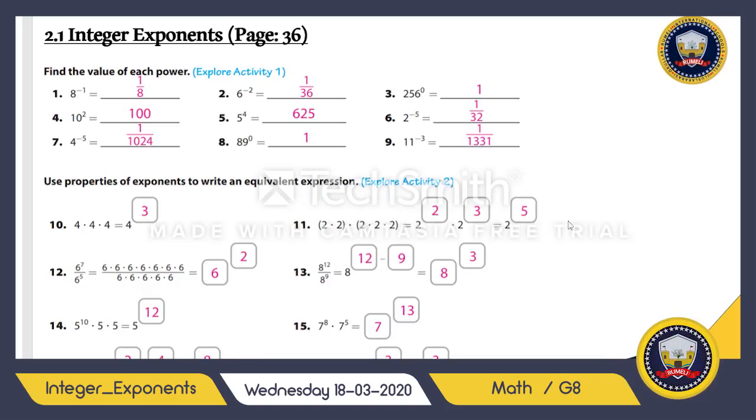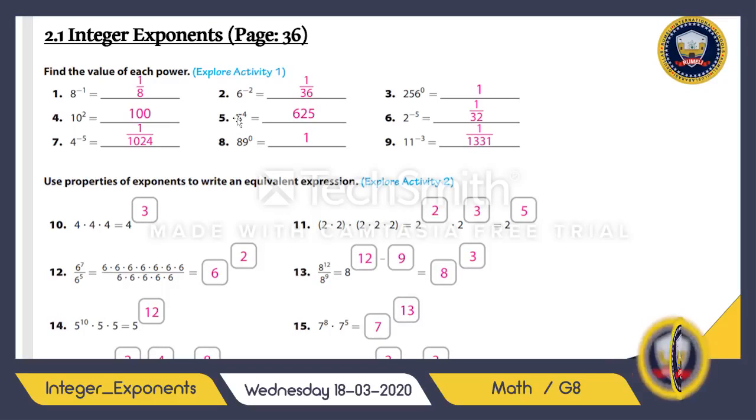Okay. Here are easy examples. A to the power of minus 1 is 1 over a to the power of 1, or 1 over 8. Okay. 10 to the power of 2. You just multiply 10 two times, which is 10 times 10, that is 100. 4 to the power of minus 5 is 1 divided by 4 to the power of 5. And 4 to the power of 5 is 1024. So the answer is 1 over 1024. 6 to the power of minus 2 is 1 over 6 to the power of 2, that is 1 over 36.